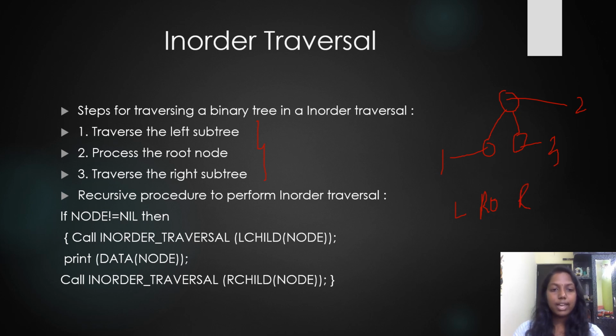Now we again check if the node is not equal to nil. Then first we call the left child here. Then the data of the node, we print the data of that node, and then we call the right child. So this helps us to print the order in this way.